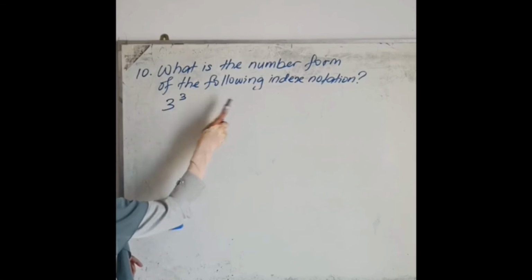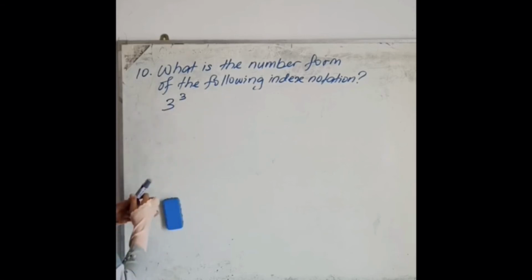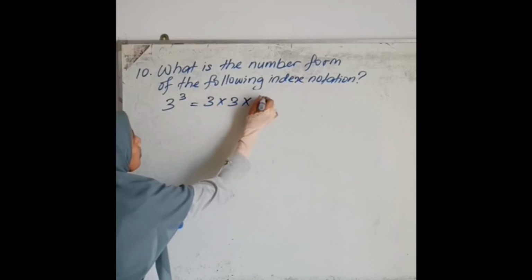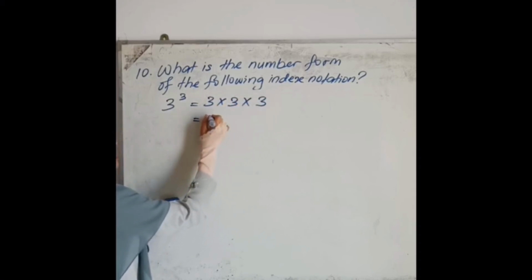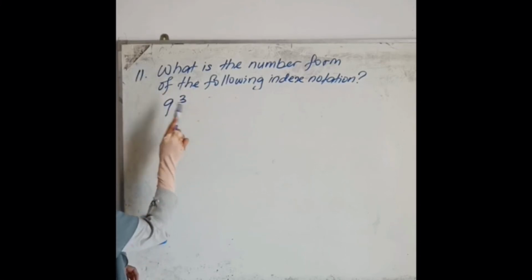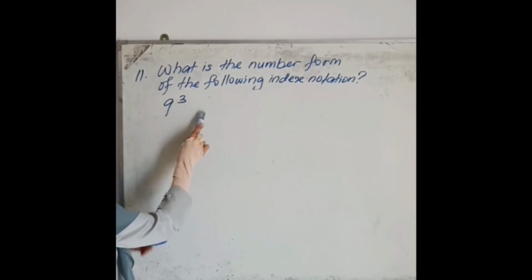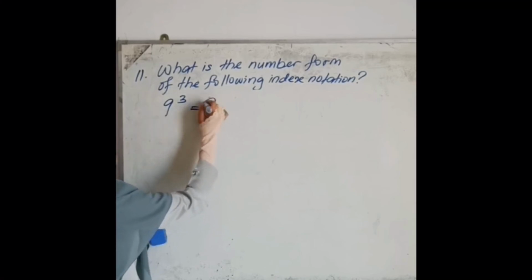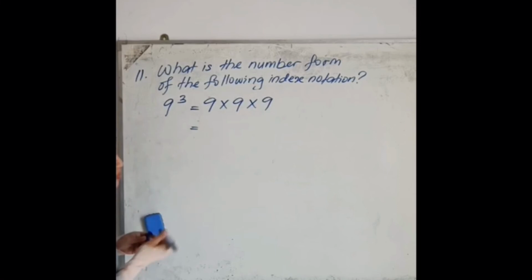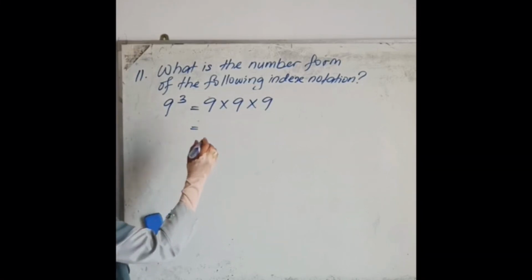Okay, the number form of 3 cube is 3 times 3 times 3 equals 27. So what is the number form of 9 cube? 9 cube is equal to 9 times 9 times 9 equals 729.